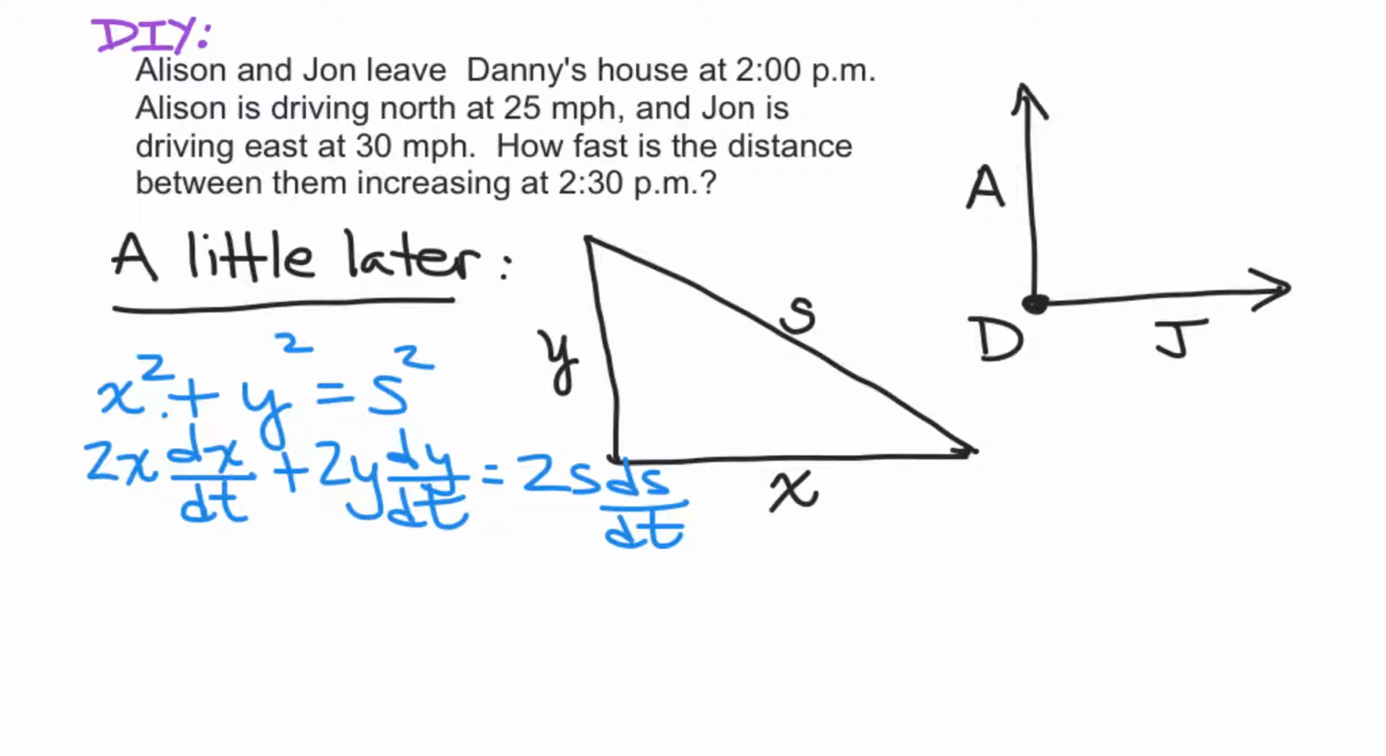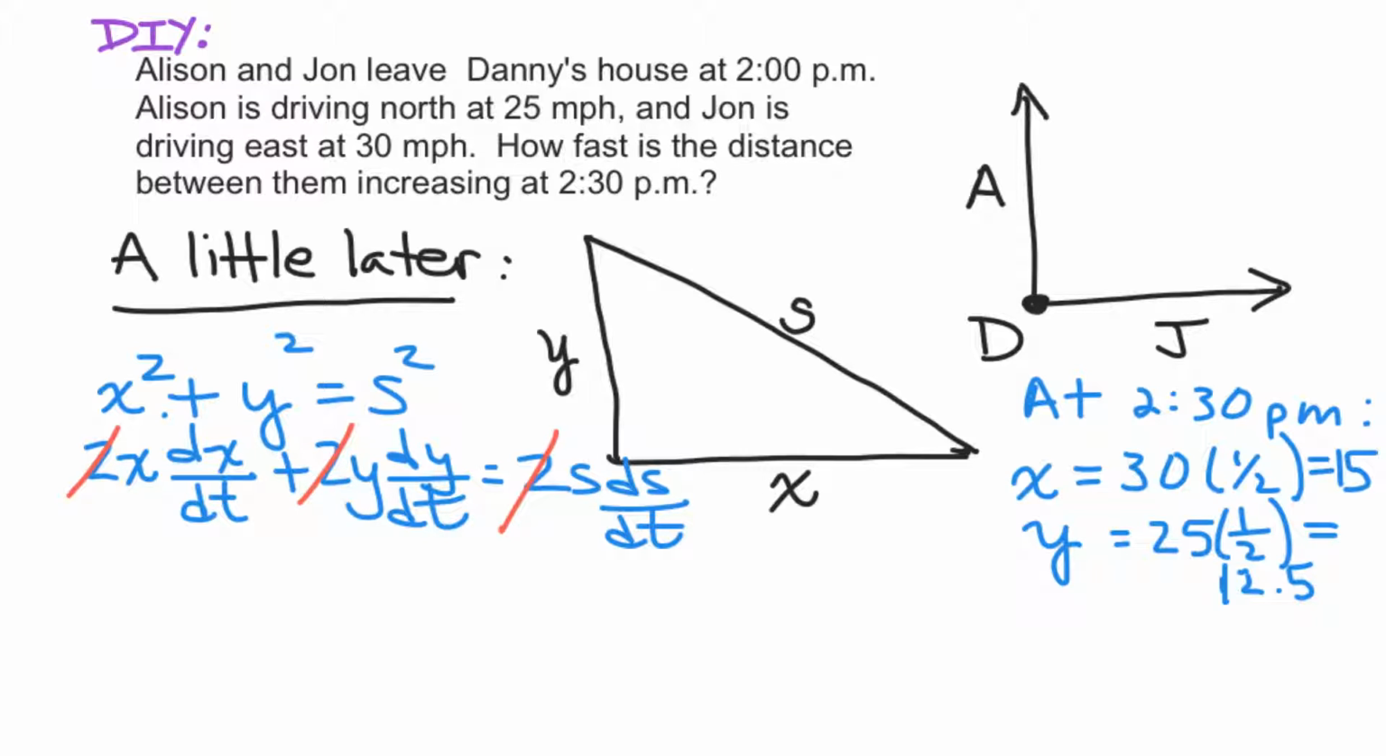Well, let's go ahead and take the derivative of both sides of the equation with respect to t using the chain rule. So here we get 2x, but because x depends on t, it changes as time changes, we have to multiply by the derivative dx/dt, similarly plus 2y dy/dt is equal to 2s ds/dt. So now we have an equation that involves ds/dt, but we have to know what all these other values are. Well, we can cancel the 2's, that's easy, but let's see what's happening at 2:30 p.m.